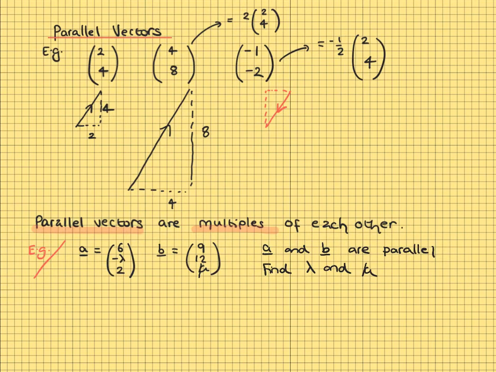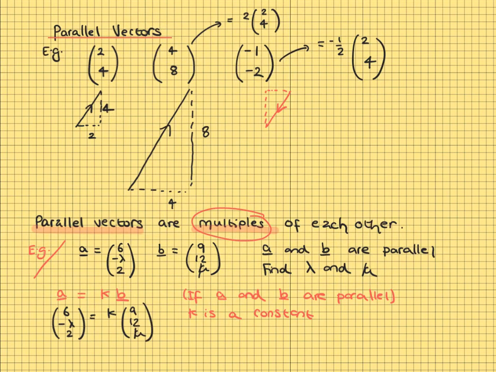So let's go back to this concept of parallel vectors being multiples of each other. So if A and B are parallel, that means that A is equal to k times the vector B, where k is some constant. Now this means that we can write the vector 6, minus lambda, 2 is equal to k multiplied by 9, 12, mu. Notice we could have said k times the vector A is equal to the vector B. We would come out with the same answers at the end.